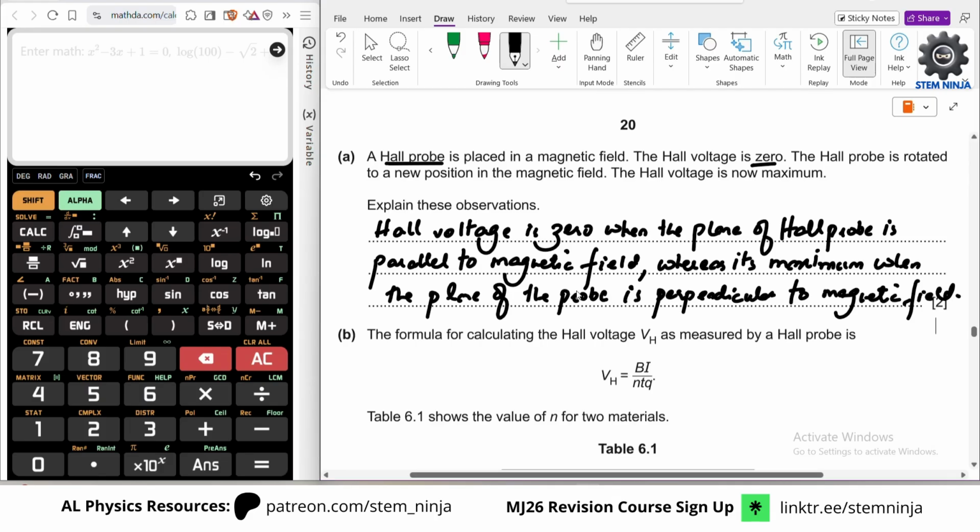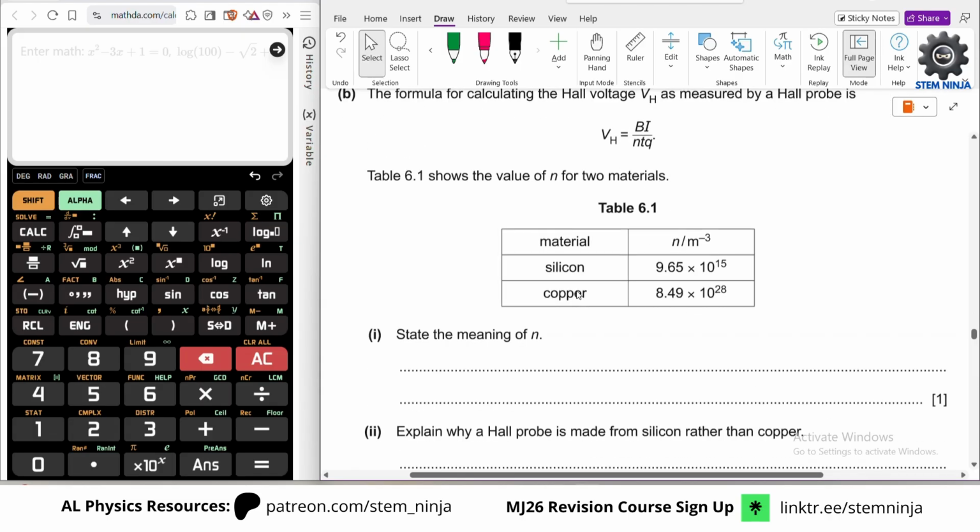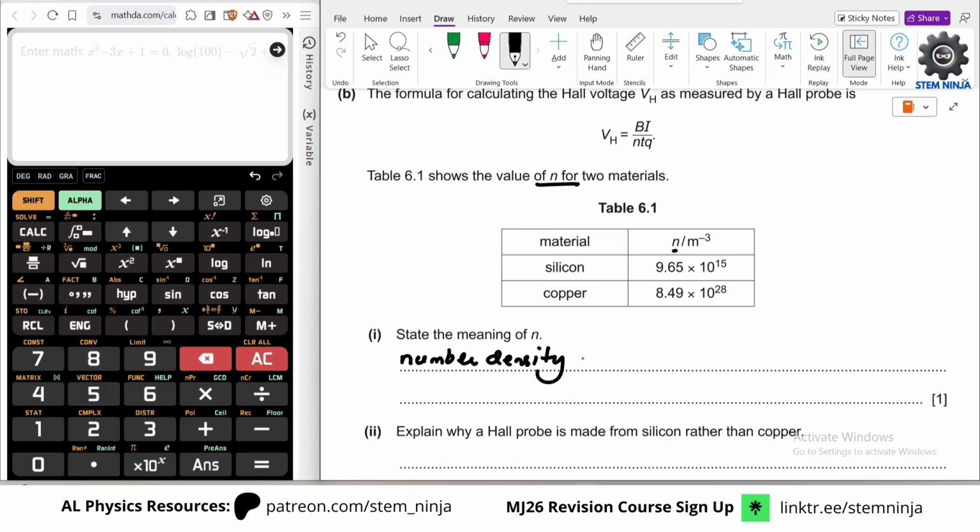Okay. The formula for calculating Hall voltage VH is this again. Table 6.1 shows the value of n for two materials. So this is number density, the number of charge carriers per meter cube. State the meaning of n. Number density, which is number of charge carriers per unit volume. Sorry, did I say area? Per unit volume.